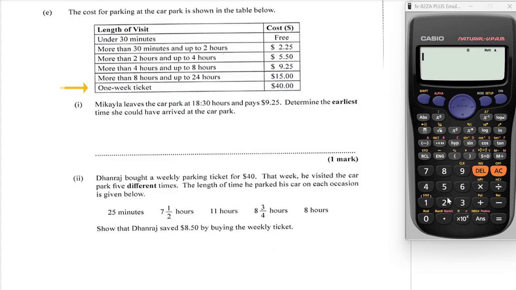So let's look at what the question is asking. Michaela leaves the car park at 18:30 hours and pays $9.25. Determine the earliest time she could have arrived at the car park. Right. So we know that Michaela leaves the car park at 18:30 hours, right? Now she pays $9.25, right? So that means she is in this category.